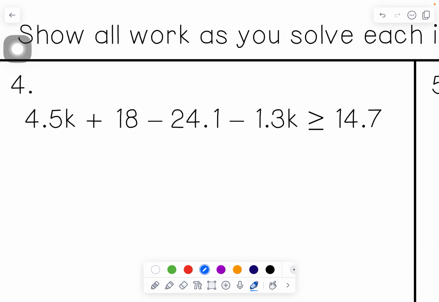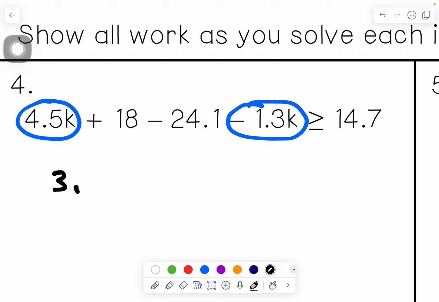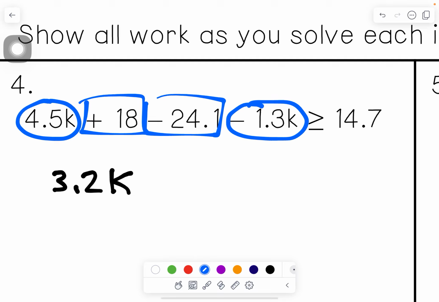I'm going to combine like terms first. It looks to me like I got 4.5k and negative 1.3k. When I combine those two together, I'm going to get 3.2k. And then I'm going to have a plus 18 and a minus 24.1. When I take negative 24.1 and add 18 to it, I end up getting negative 6.1. This is still greater than or equal to 14.7.